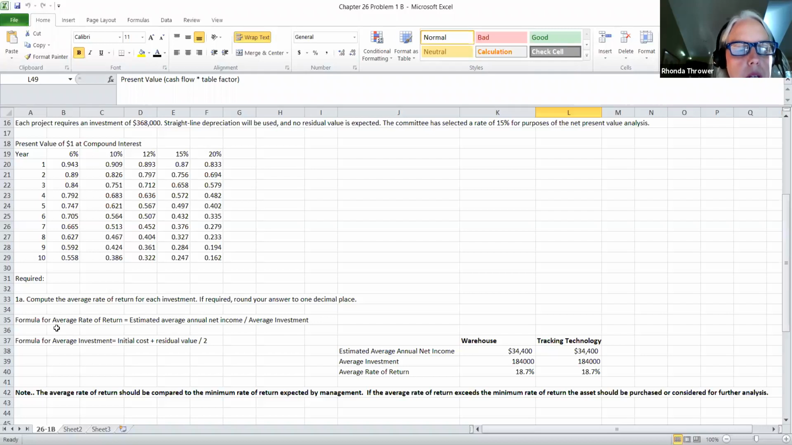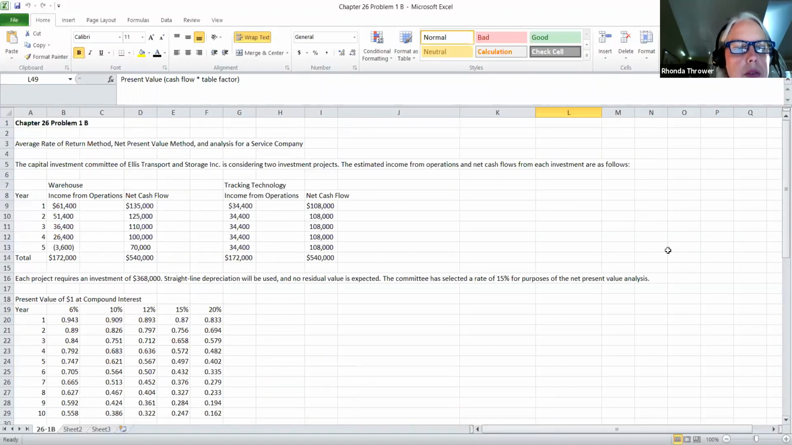So the formula for average rate of return is this. You're going to find the estimated average annual net income. So we're going to refer back to what they've given us. This is the income from operations. We're going to look at this column for the warehouse, and we're going to look at the income from operations column for tracking technology also.